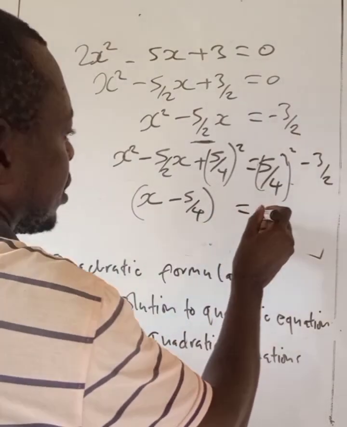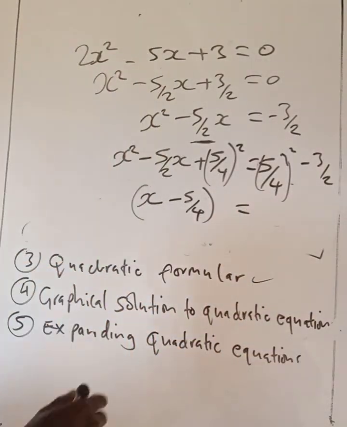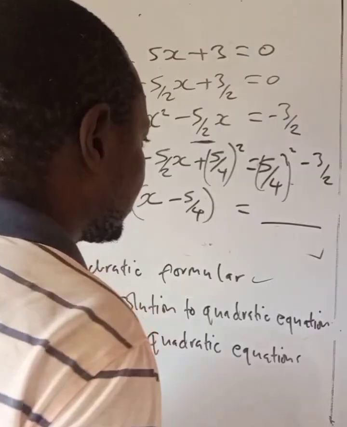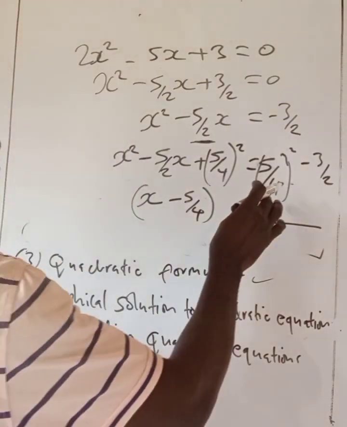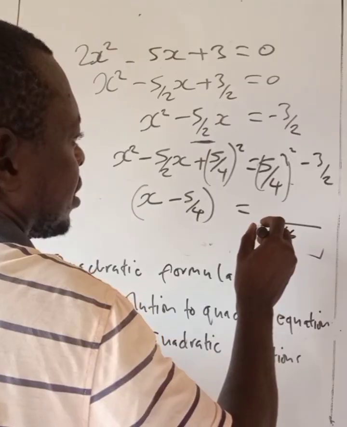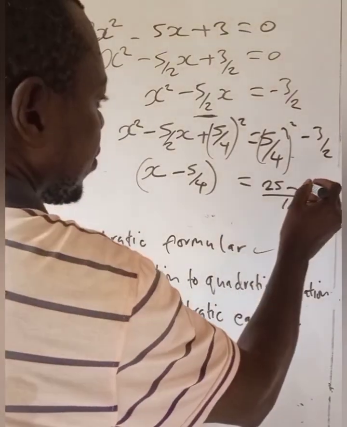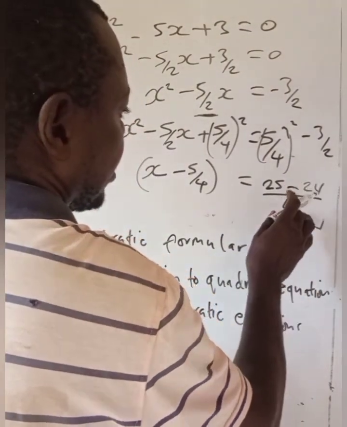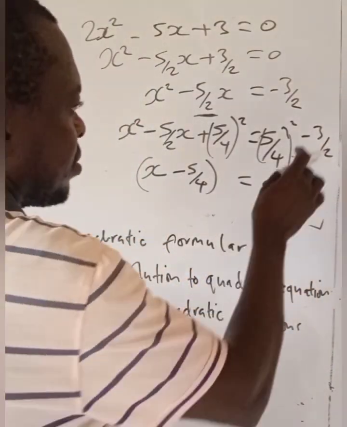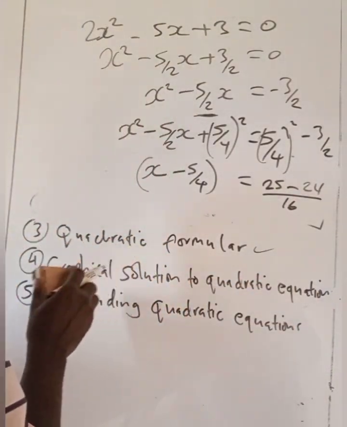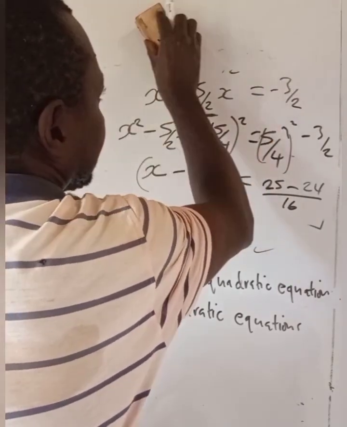is equal to, simplify this side, what do we get? This squared is 16, this squared is 25. So the LCM is 16. And then we get 25 minus 24. Remember, the denominator is 16, so 2 goes into 16 how many times? 8 times. 8 times 3 is 24. So that's it. Let's continue solving.